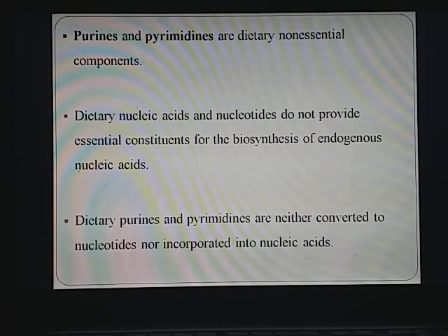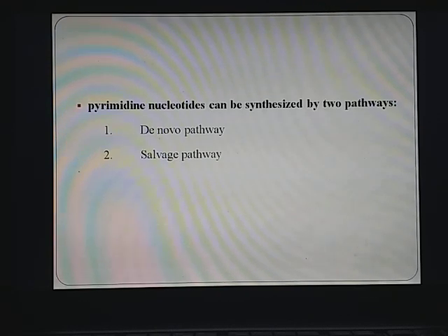Purines and pyrimidines are dietary non-essential components. That means when you take purines and pyrimidines in the diet, they cannot contribute to the synthesis of nucleotides and nucleic acids. Dietary nucleic acids and nucleotides do not provide essential constituents for the biosynthesis of endogenous nucleic acids. Dietary purines and pyrimidines are neither converted to nucleotides nor incorporated into nucleic acids. So they are non-essential.